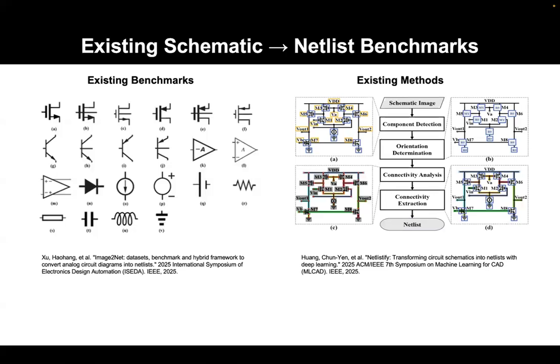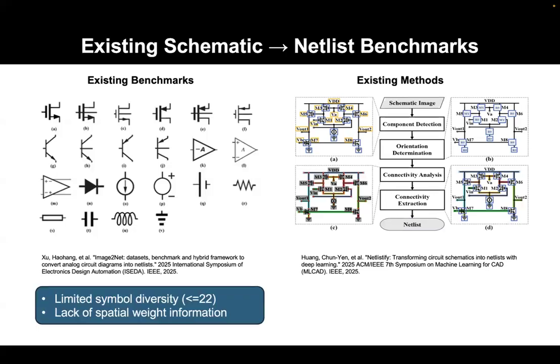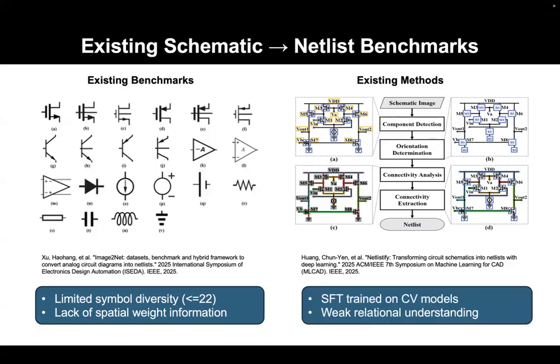Existing benchmarks mostly contain simplified circuits and a small number of symbol categories. Their supervised vision pipelines can detect a component but provide limited relational understanding and rarely capture spatial weighted graph information.